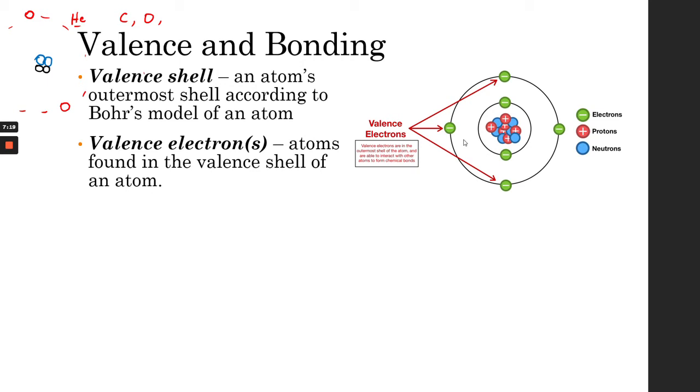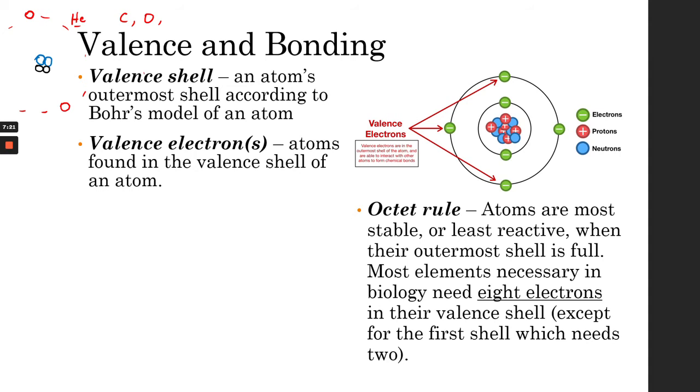So why is this important in bonding? It's because of what we call the octet rule. Atoms are most stable, or least reactive. When we say most stable, they do not react when their outermost shell is full. So what electrons want is a full set of electrons in their outermost shell. Like I said, the first shell wants to have 2 electrons. So if the first shell has 2 electrons, it is full, therefore it is stable.